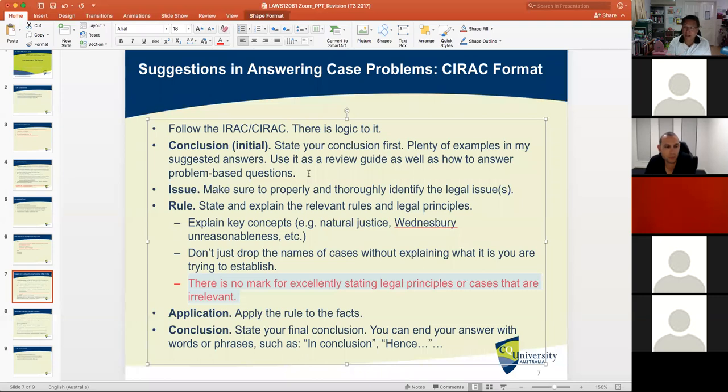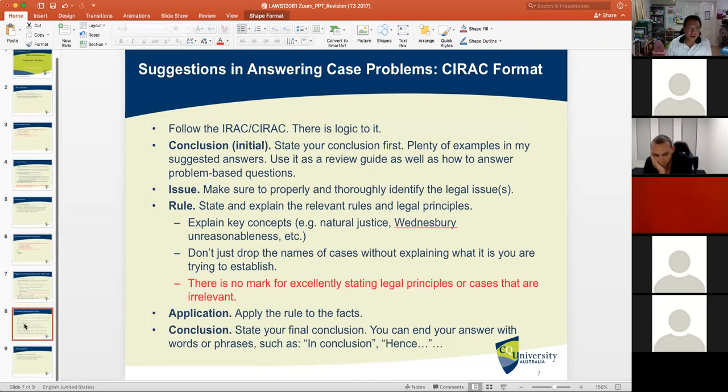It diminishes the value of your answers because it tells me that you're not sure of what you're doing. So only focus on the legal principles that are relevant, and you will know if it's relevant if you've properly identified the legal issue. So we've talked about applying the rules to the facts and conclusion. You can end your answer with "in conclusion" or "hence" or "thus." Okay. Moving on, we're almost done.